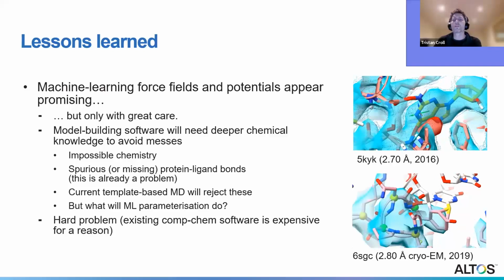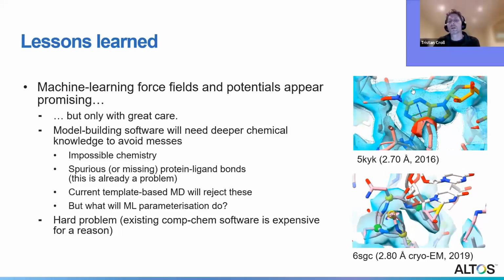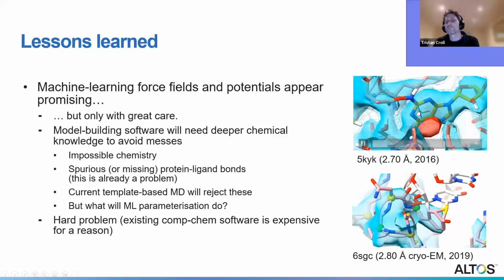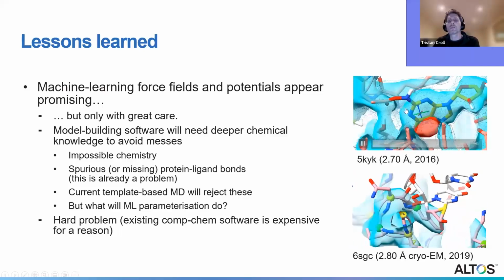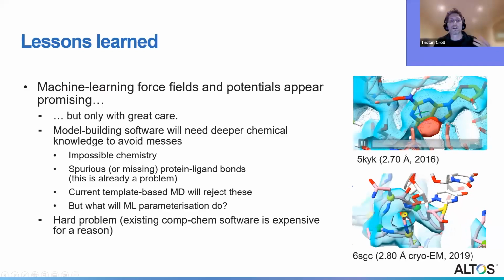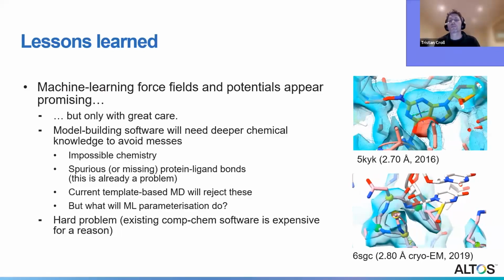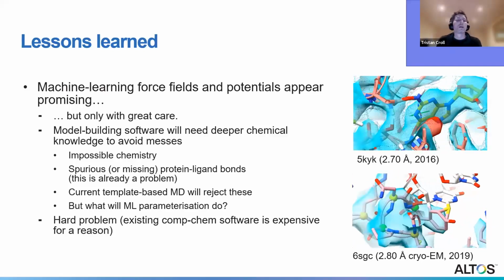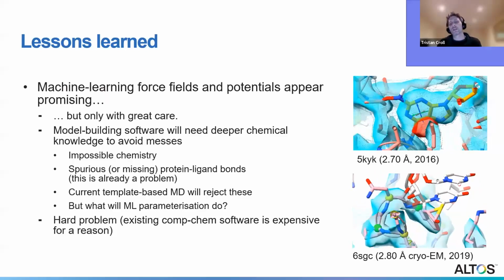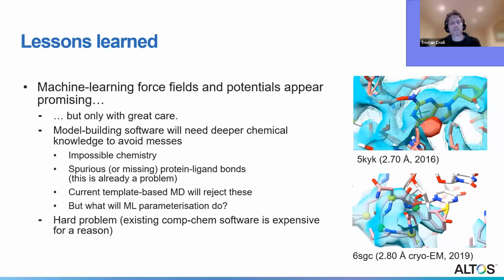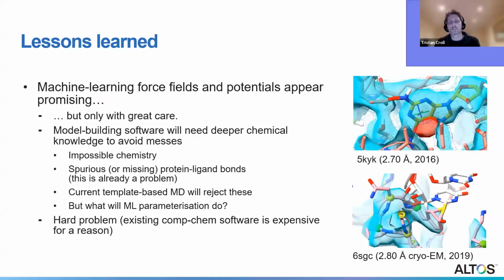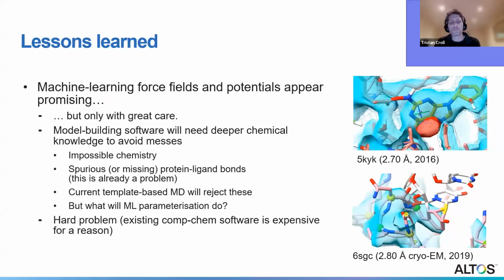And especially when you're not actually including hydrogens in your model, especially this one up the top, it's easy to miss that this is actually wrong if you're not really thinking in terms of chemistry. So we need the software to be able to tell us this is wrong. And that is going to be a bit of a hard problem. I have no doubt of that. And existing computational chemistry software is expensive for a reason.